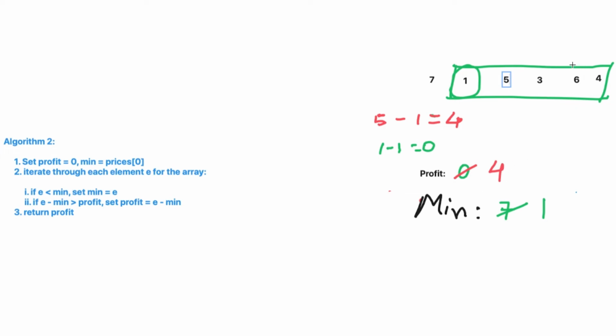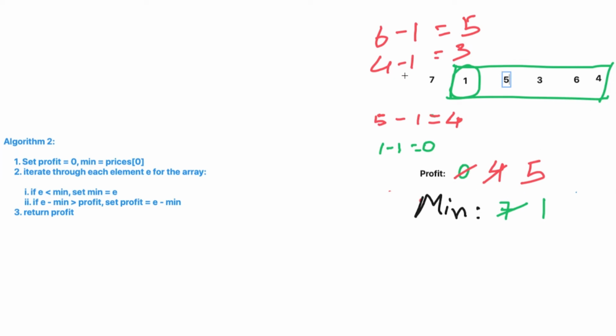Now we are at 6. Is 6 less than min, which is 1? No, so we are not gonna update min. Is 6 minus min, which is 6 minus 1 equal to 5, greater than profit? Yes, it is greater than profit, so we're gonna update profit. Now again we have 4. Is 4 less than min? No. Is 4 minus 1, which is 3, greater than profit? Profit is 5, so definitely no.